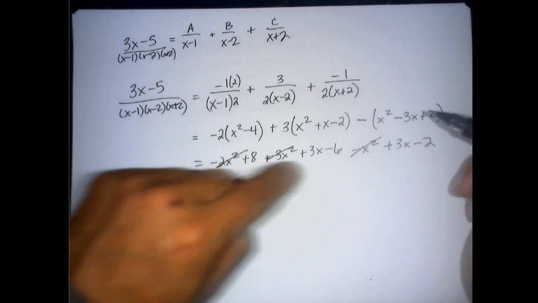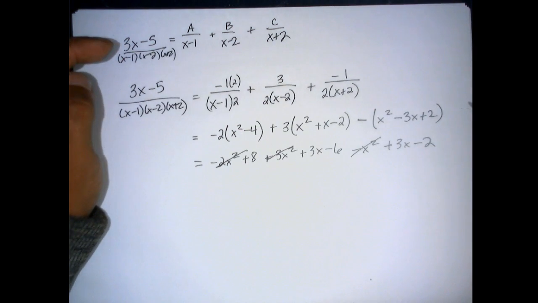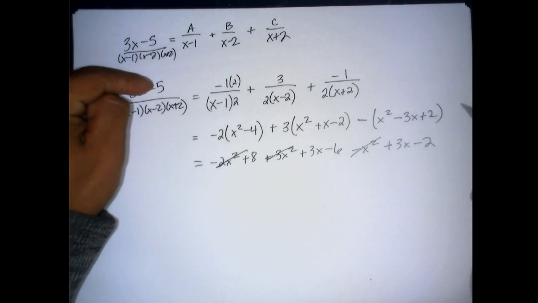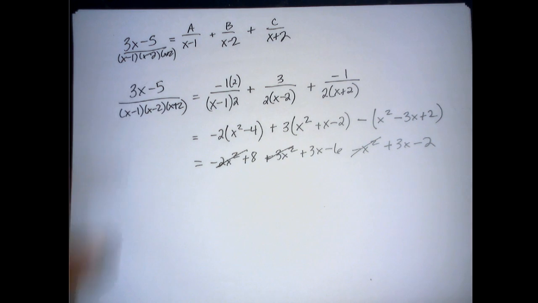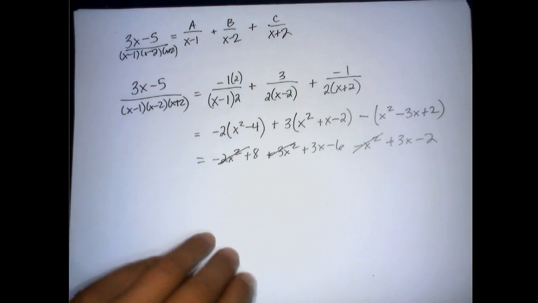Eight minus 6 minus 2 is 0. We don't want that to be 0. We want it to be minus 5. So we screwed up somewhere. Great. Love doing videos and you realize you made a mistake. Okay. Let's try again. You get the point.